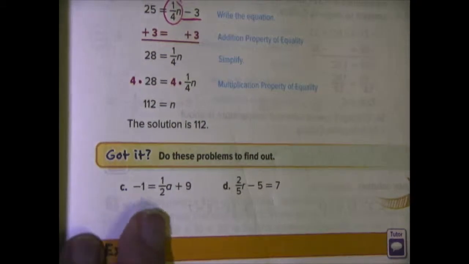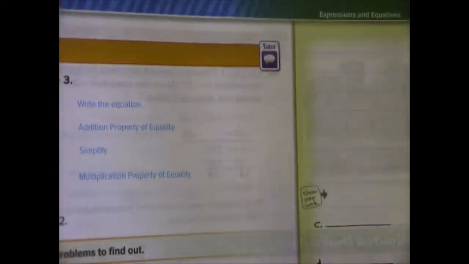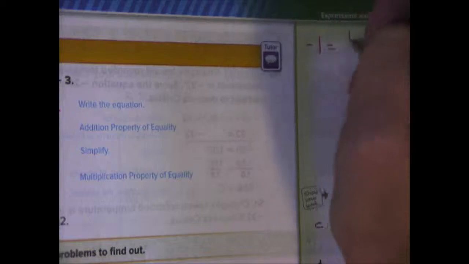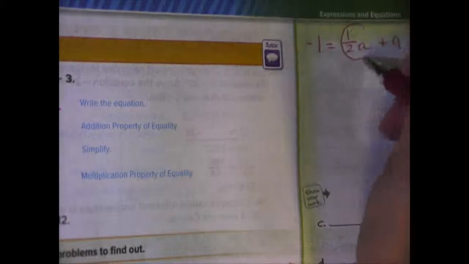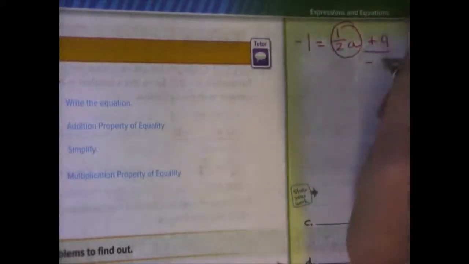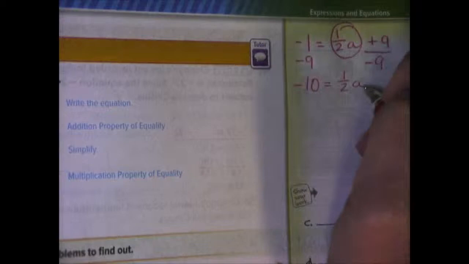C says negative 1 equals 1/2 a plus 9. I'm going to show my work over to the right, so you can move over here if you would like. Negative 1 equals 1/2 a plus 9. The first thing I want to do is get this term by itself, and so I need to get rid of the positive 9. To do that, I subtract 9 from both sides. Negative 1 minus 9 is negative 10, and that equals 1/2 a.